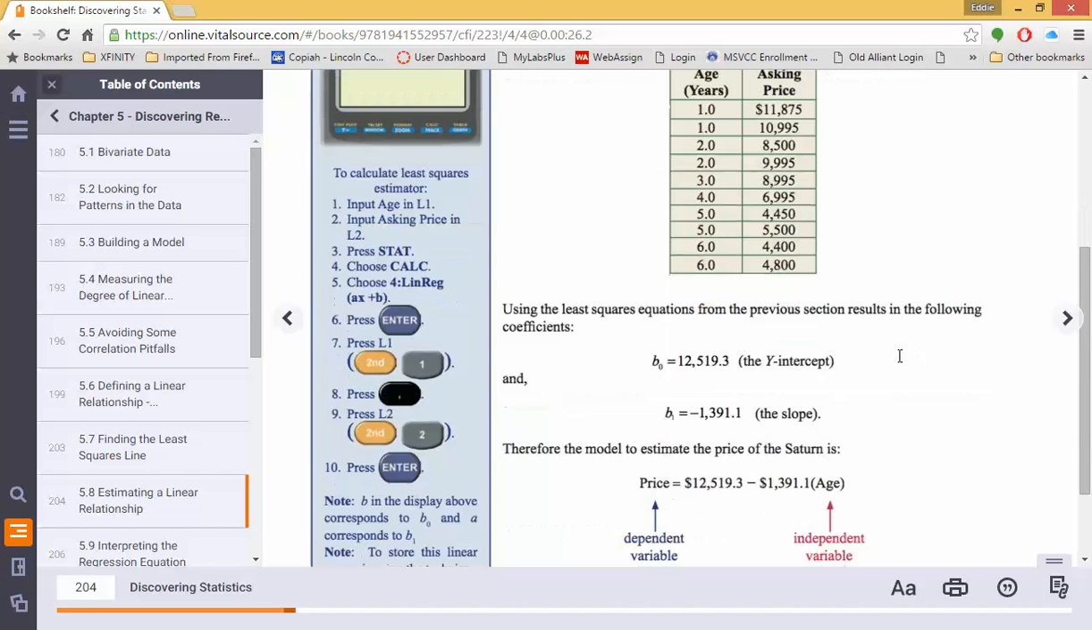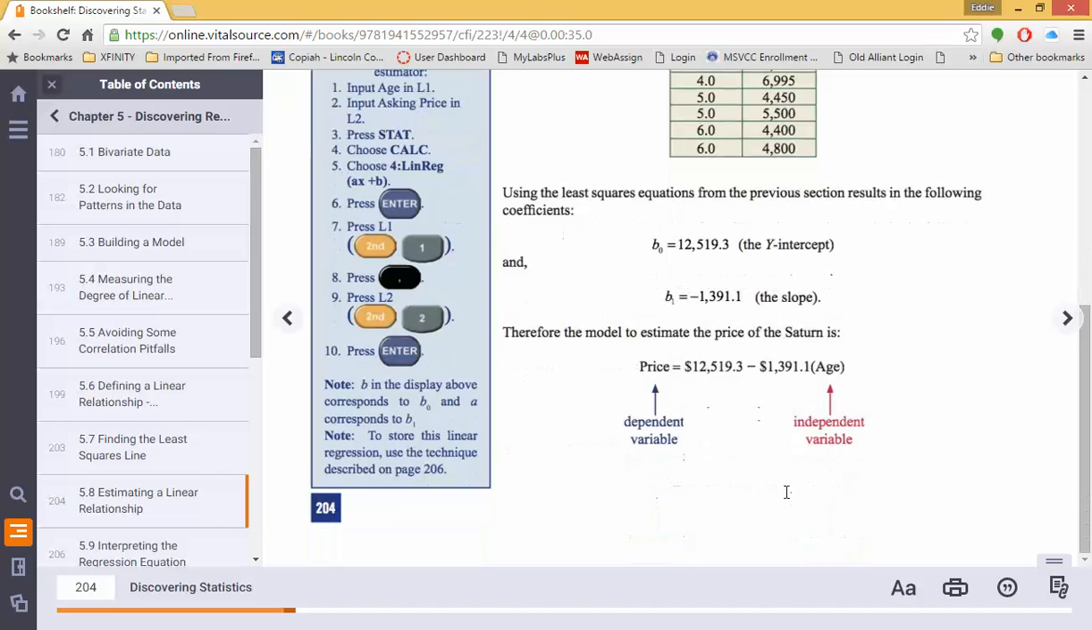And using the formula, they came up with a y-intercept of 12,519 and a slope of negative 1,391. And so we have price equals the y-intercept plus the slope, which is negative, times the age, that's the independent variable.